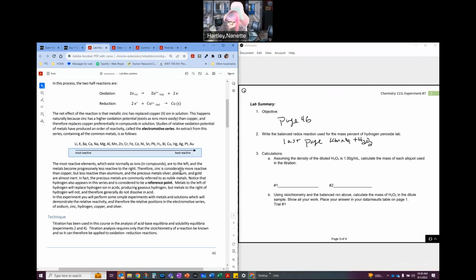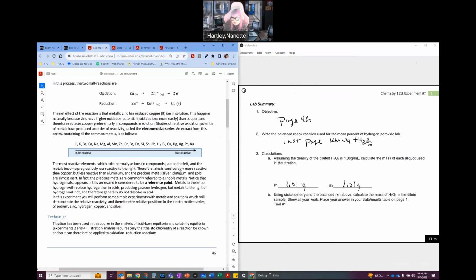So that's the one that we want to see there. Assuming the density of the diluted H2O2 is 1.00 grams per milliliter, calculate the mass of each aliquot used in the titration. Okay, so we took 1.00 grams in each one, so we're talking 1.01. So we took that one, and we can do that. Using the stoichiometry and the balanced reaction above, calculate the mass of H2O2 in the dilute sample. Show all of your work. Place your answers in the data results table.